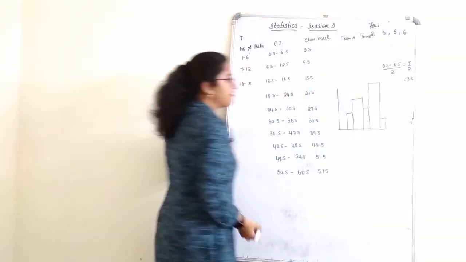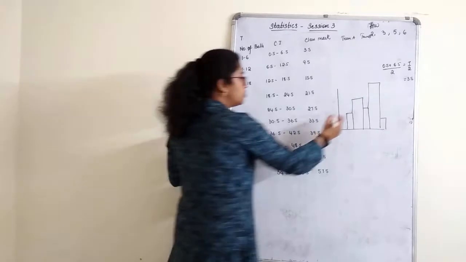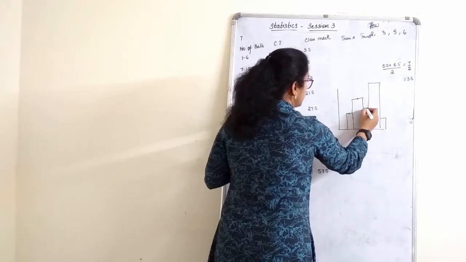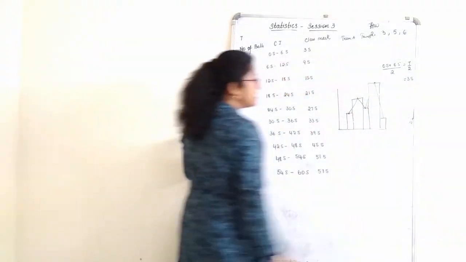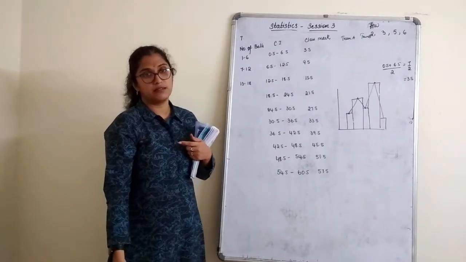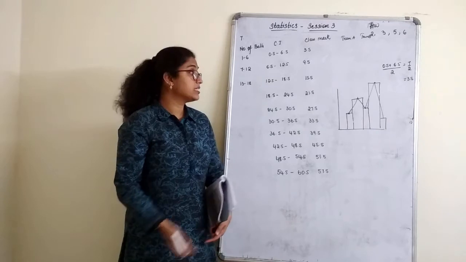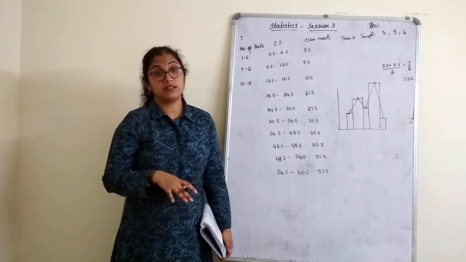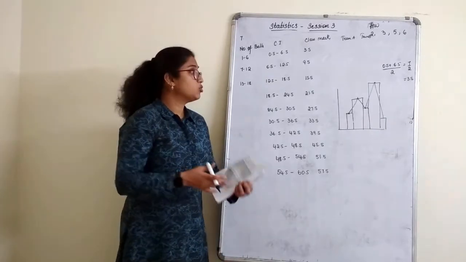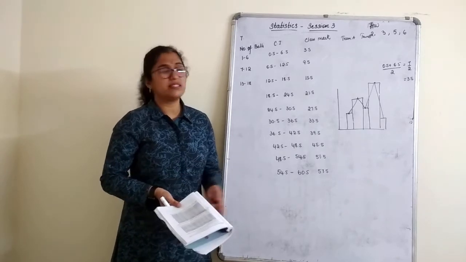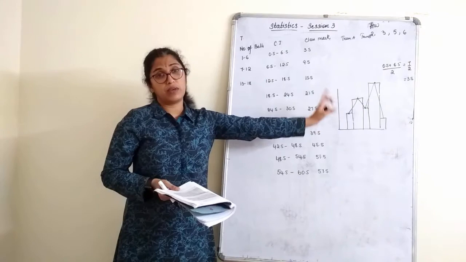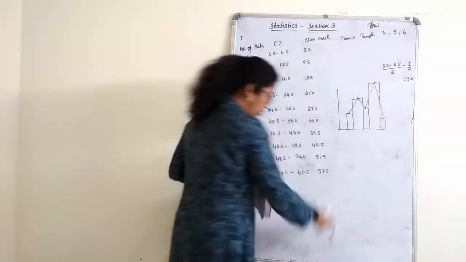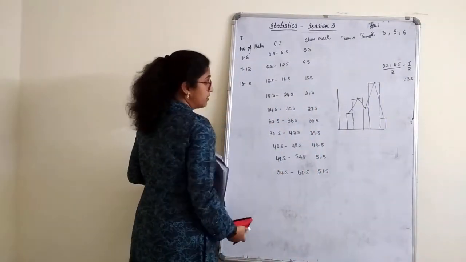After you draw the histogram, what are you supposed to do? Join the midpoints here. That is the frequency polygon. They will give you full marks here. Though histogram is not asked, this is another method to represent a frequency polygon. But usually frequency polygon is quite simple. Just mark the midpoints and do it. That way also you can do. If not, this is one method to do it. We will go with how they have given it.